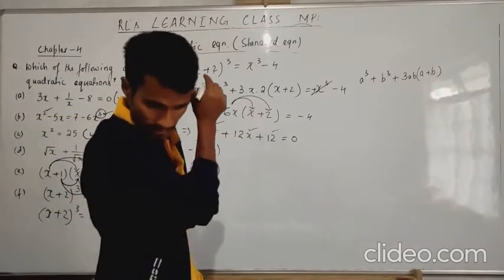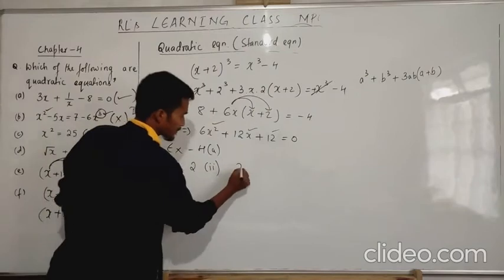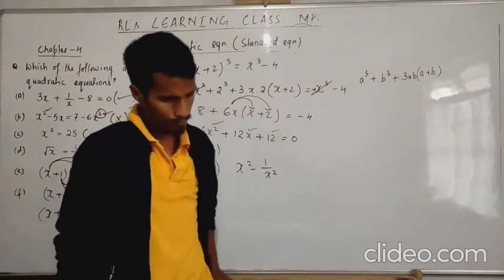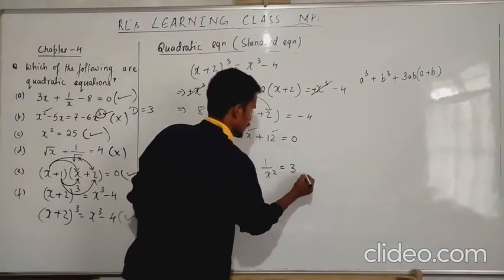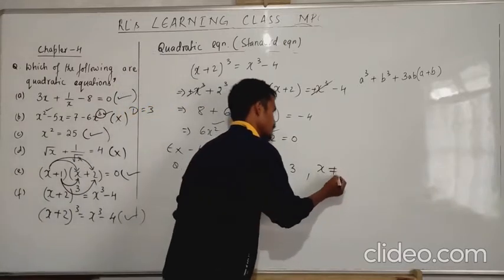That will be given like this. x squared minus 1 by x squared is equal to 3, provided that x should not equal 0.